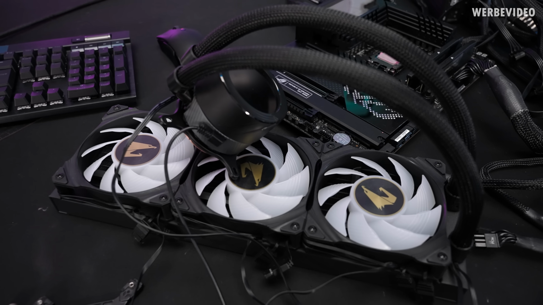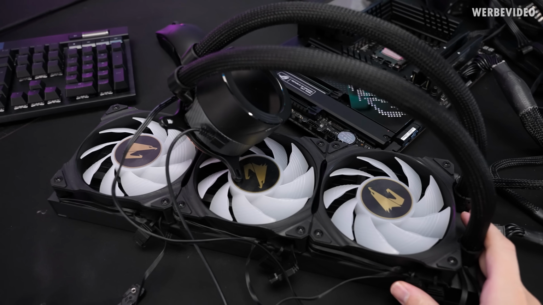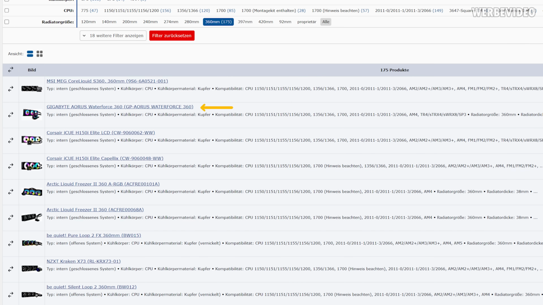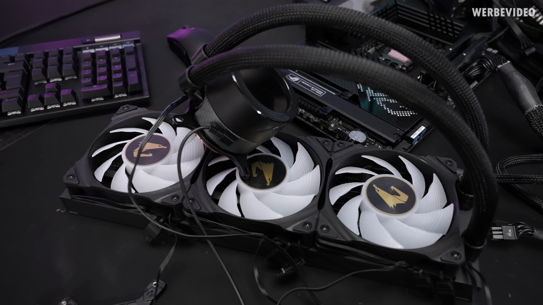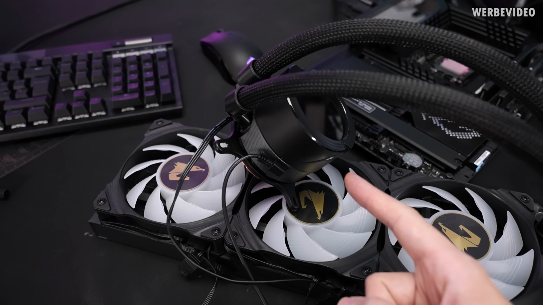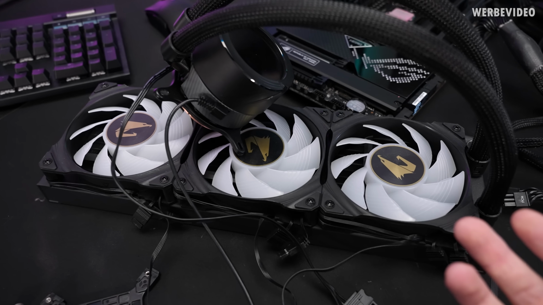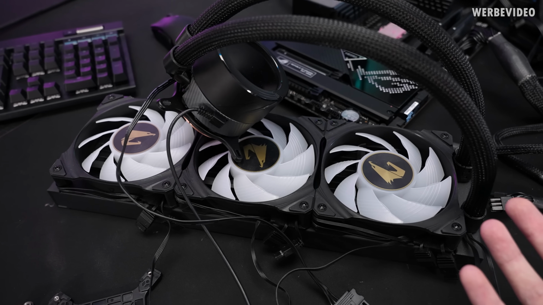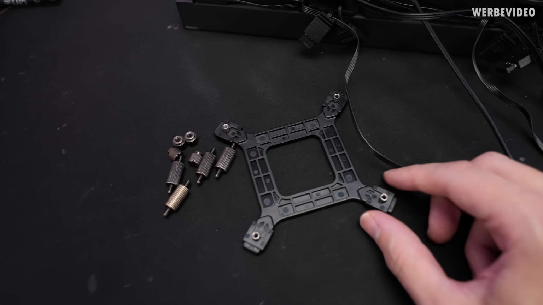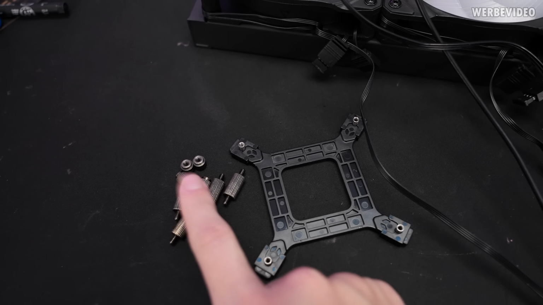The AORUS 360 AIO is one of the most popular in our test, at least according to the GIGABYTE data. It's available in an LCD and non-LCD version. This is the LCD one, which is actually not listed, but cooling wise, it should be exactly the same. That's why I'm not going to buy the same thing over again. Mounting wise, very simple. We have a backplate, some standoffs, thumb screws, ready to go.